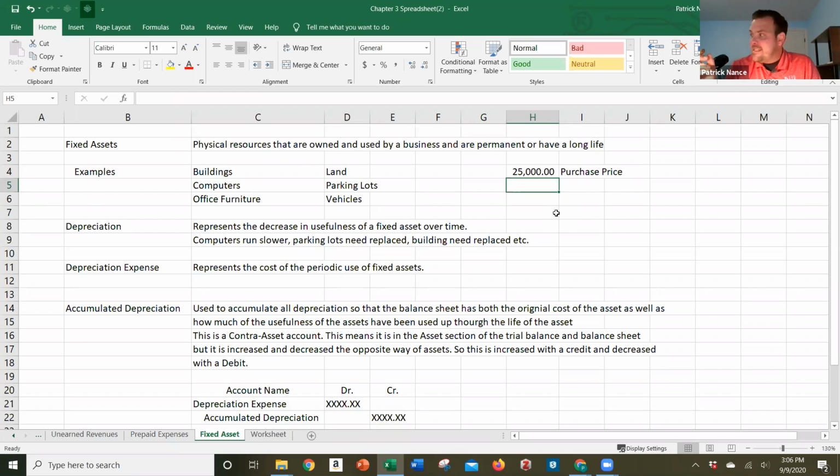Now, a contra asset account, just like it sounds, contra being the opposite, and assets being things I own, is handled in the opposite way of assets, meaning an accumulated depreciation account increases with a credit and decreases with a debit. The opposite. We accumulate all depreciation so that the balance sheet has both the original cost as well as how much usefulness of the asset has been used throughout the life of the asset. This is a contra asset account.